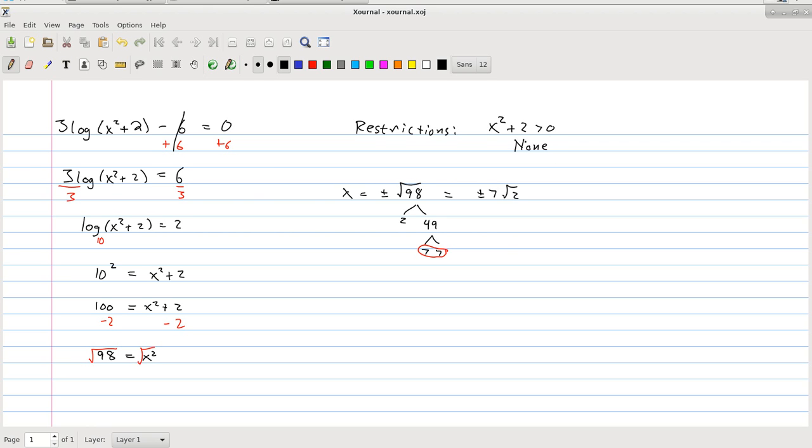Now there were no restrictions, so we're going to keep both x equals positive 7 radical 2 and x equals negative 7 radical 2.